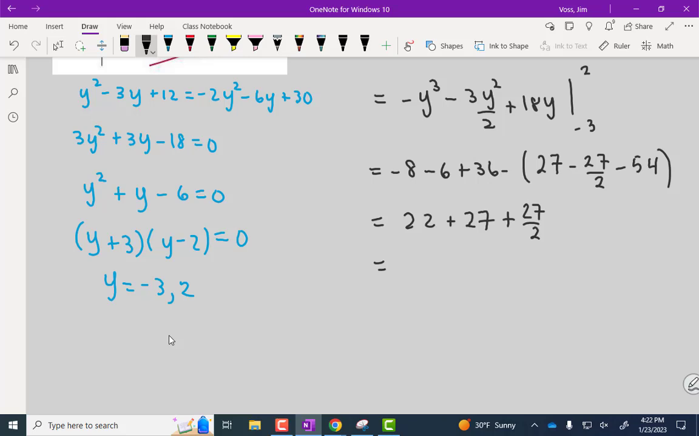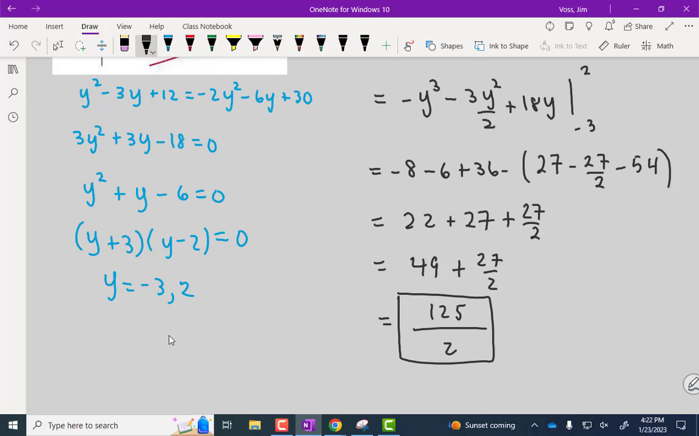All right, so then what's that? 49 plus 27 over 2, common denominator of 2. So 98, 99, 125. 125 halves. Concur? Yes. Thank you.